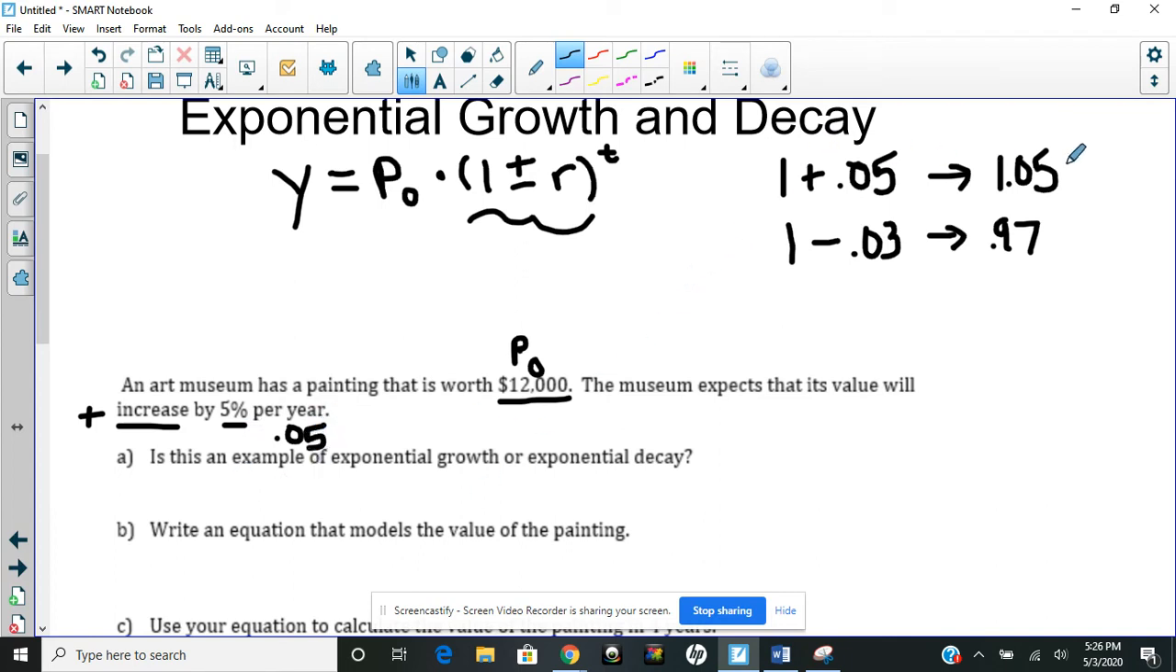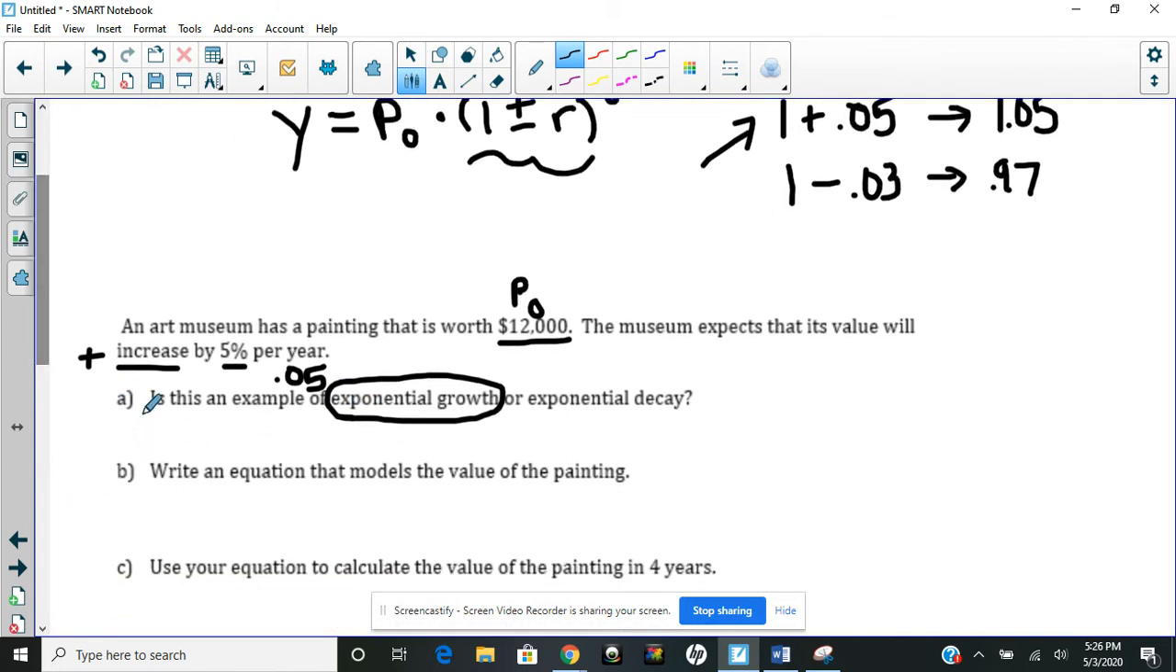Here we go. That's the one I did over here. And that's it. So I've got my P sub 0, I've got my plus, and I've got my R. So I have enough information to write the formula. Is this an example of exponential growth or decay? So this one right here is growth because it said increase. If it said decrease, it'd be decay. Write an equation that models the value of the painting.